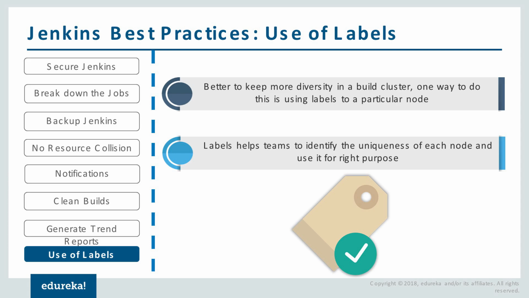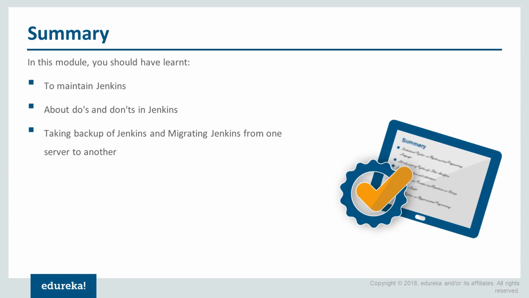Alright, so that brings us to the end of the Jenkins best practices, as well as the end of this module overall. So to summarize, in this module what we have learned is how to maintain, administer and back up a Jenkins instance. What are the do's and don'ts in Jenkins? And then we spoke about how to take backup of Jenkins and migrating Jenkins from one server to another.